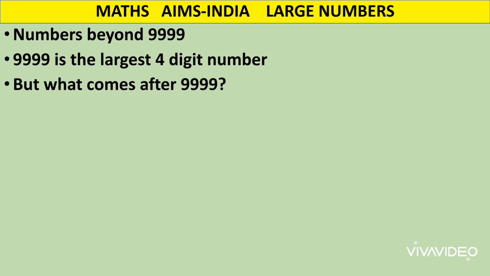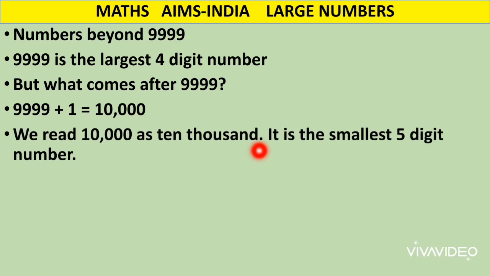But what comes after that number? How do we find out the number which comes after this? We add 1 to it. We add 1 to this 9999. And here we got a 1, 2, 3, 4 and 5 digit number. What did we get children? A 5 digit number. This number is read as 10,000.